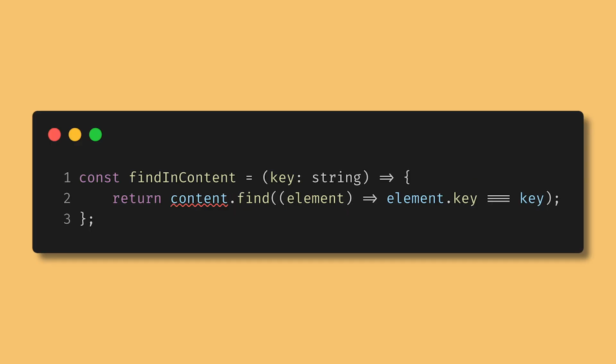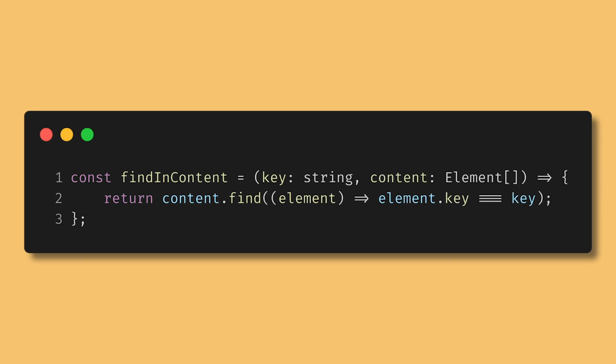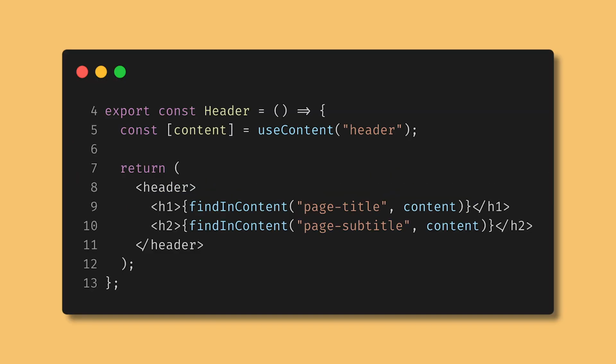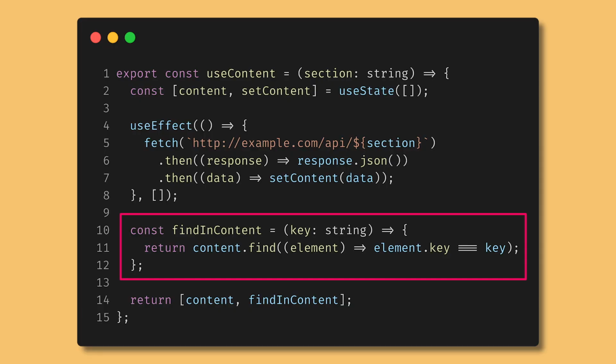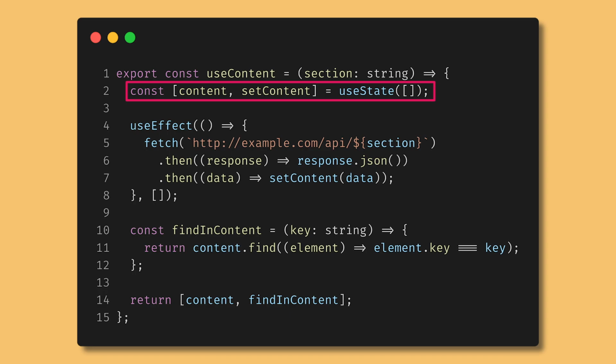Unfortunately, this takes content out of scope, so we'll have to make finding content take content as a parameter from the components. Using it would look like this. This is a fine solution, but we can leverage our custom hook to take it one step further. Instead, we'll move finding content inside of useContent. Now, content remains in scope, so we don't have to pass it in as a parameter.